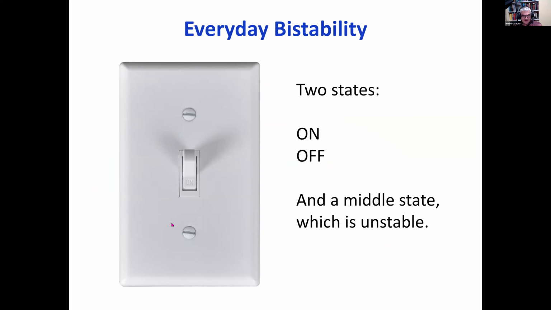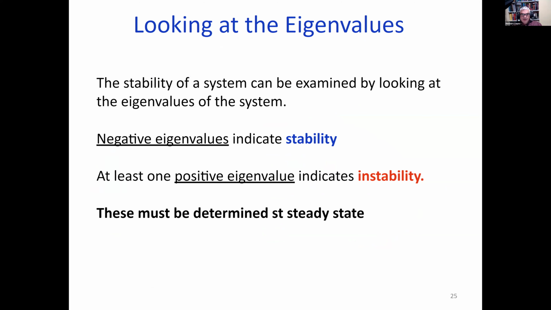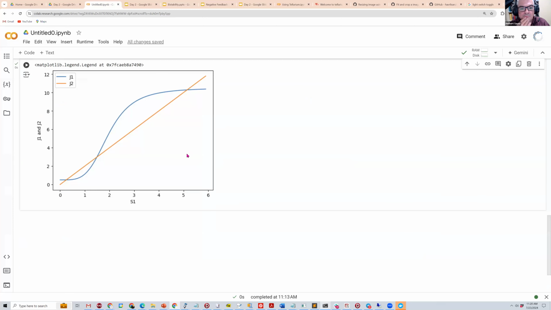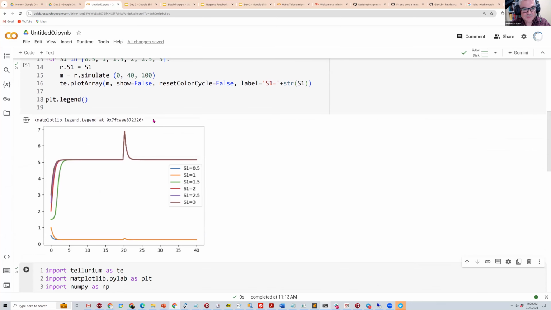Okay, so that's an everyday example of bistability. All right, what else can we do with this? Now let me show you one thing on this one. Let me go back to this.